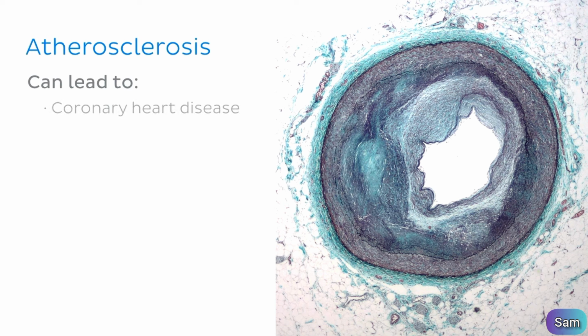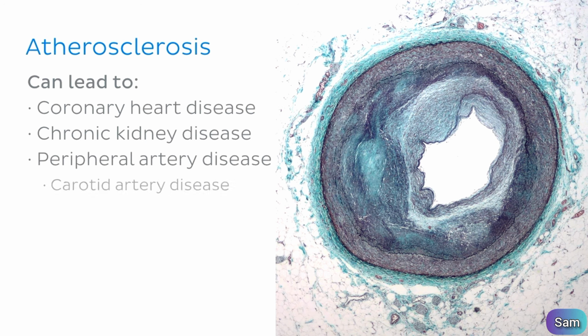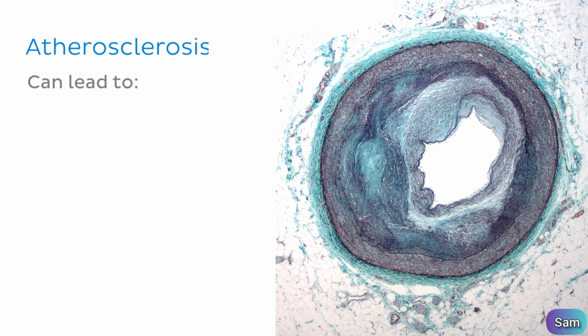conditions like coronary heart disease, chronic kidney disease, peripheral artery disease, and even carotid artery disease, as this can affect any of the arteries in the body. And of course, as you've probably heard, this eventually can lead to heart attack, stroke, and even death.